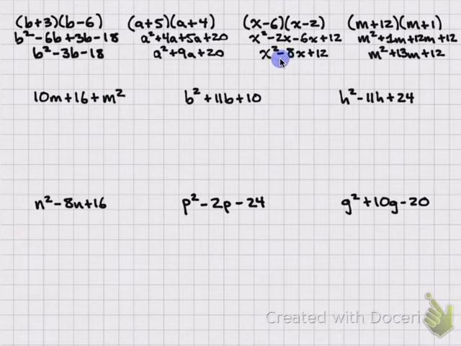And so this coefficient again in the middle term was the sum of these two constants in the original two binomials. Same thing here. m squared came from m times m. 12 came from 12 times 1. And this 13m came from these two middle terms in the multiplication.